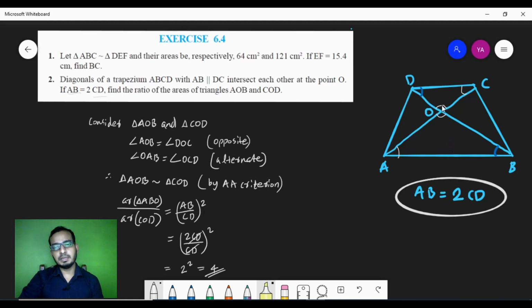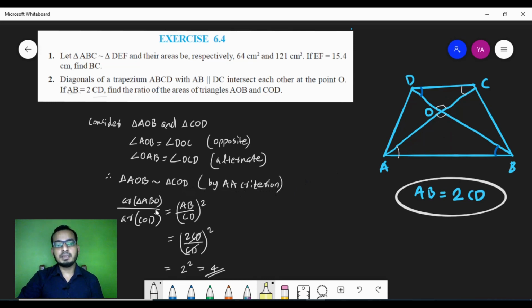For that, first we want to prove the similarity of these two triangles. It's very easy. By AA criterion, we can see that these two triangles are similar, because here one pair of angles are opposite angles and two pairs of angles are alternate angles. So by AA or AAA criterion, we can say that these two are similar triangles.